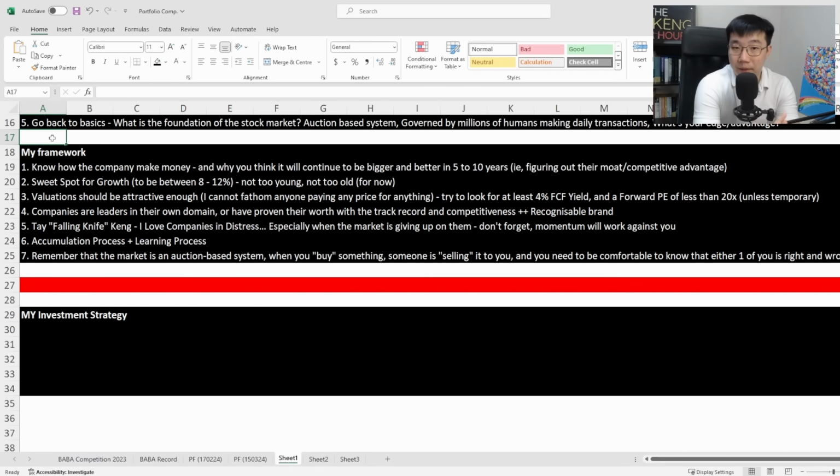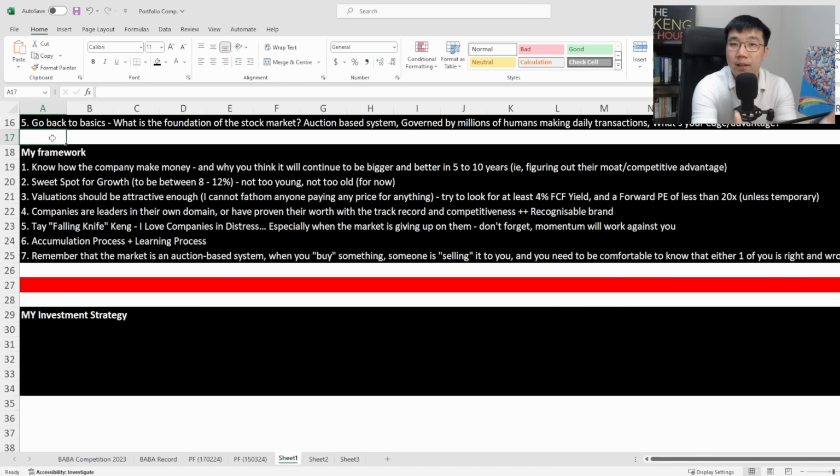Know how the company makes money and why you want to own it, why you think it will continue to be bigger and better in the next 5 to 10 years, which specifically boils down to one question. You need to figure out their moat, or if not, figure out their competitive advantage. Why do you think other competitors cannot come into this space and steal their lunch? Point number two, I believe a sweet spot for growth to be right between 8 to 12%. It means that the company is not too young because they don't experience that sort of exponential growth, and they're also not too old. Point number three, valuations should be attractive enough.